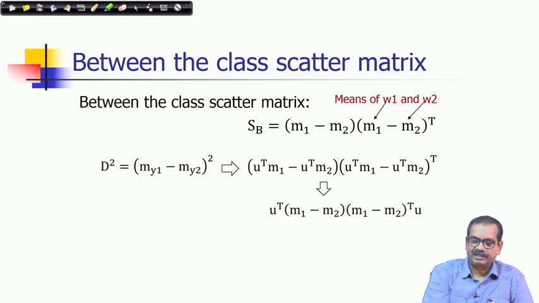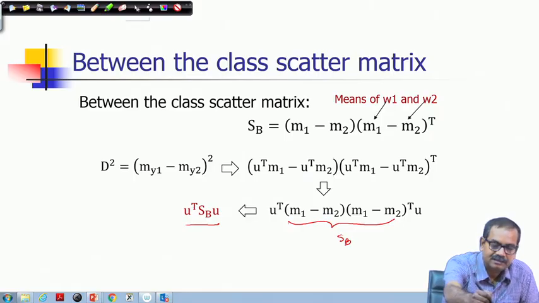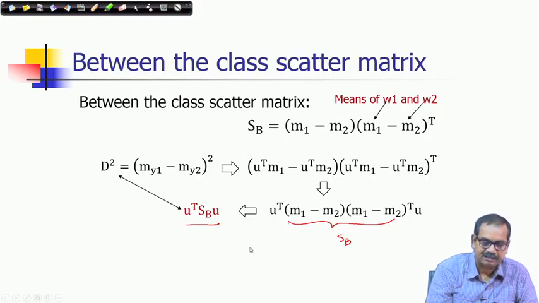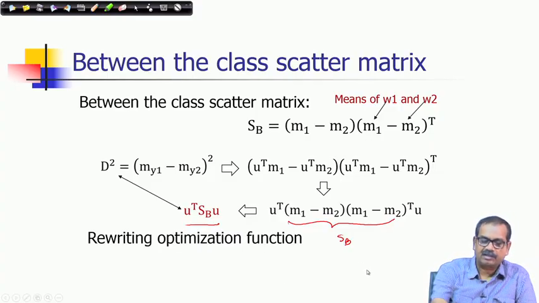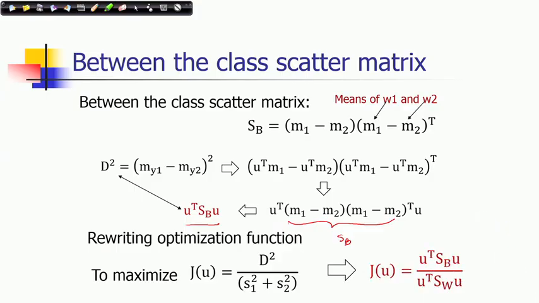and this could be represented as it is shown here: u transpose m1 minus m2 into m1 minus m2 transpose u. Now, this part is nothing but SB, so you can write it in this way, and that is related with d square. It is the same as d square. Finally, we can rewrite this optimization function, to maximize this factor J(u), which is d square by S1 square plus S2 square. This could be rewritten as u transpose SB u divided by u transpose SW u.